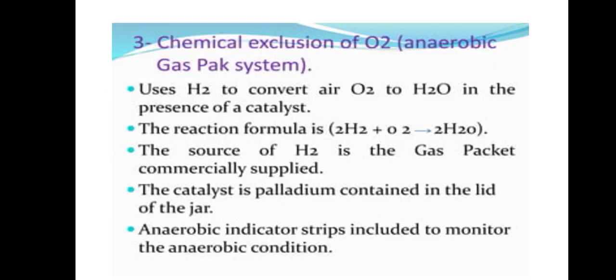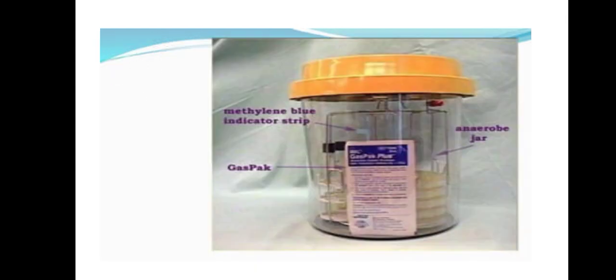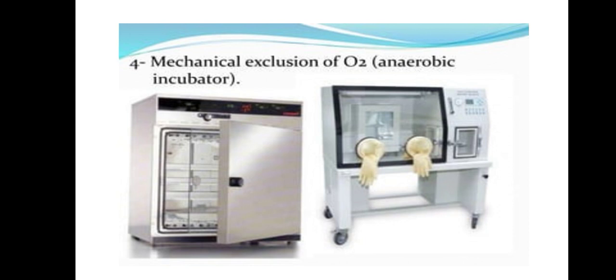Next is chemical exclusion of oxygen. Here we are using the anaerobic gas pack system. And this is an anaerobic jar which contains the culture plates for incubation, and also the surface of this jar contains the gas pack. The final method is mechanical exclusion of oxygen.